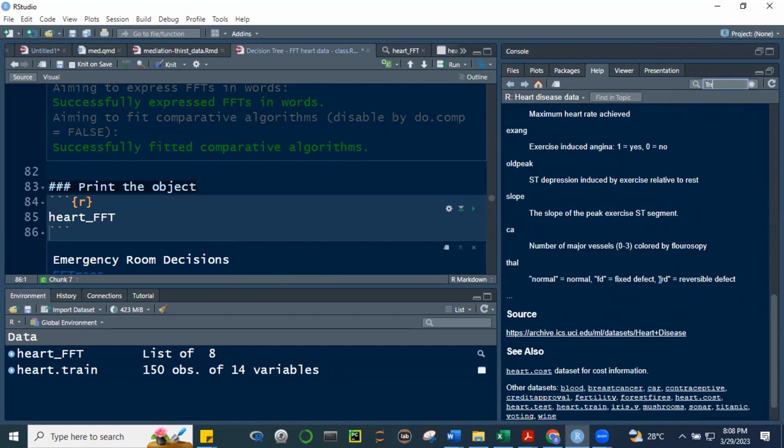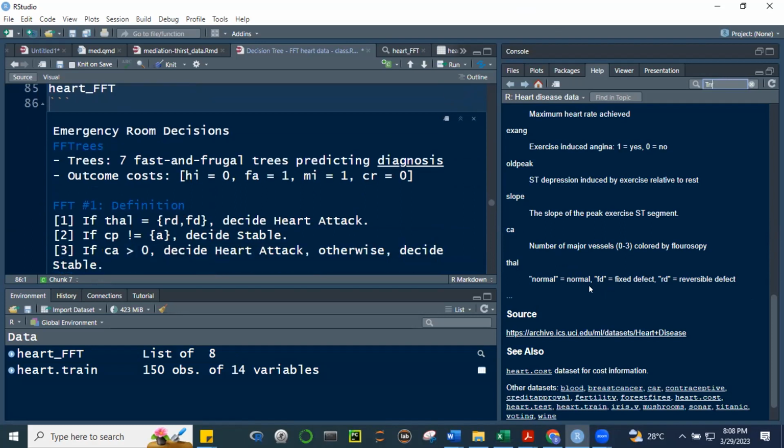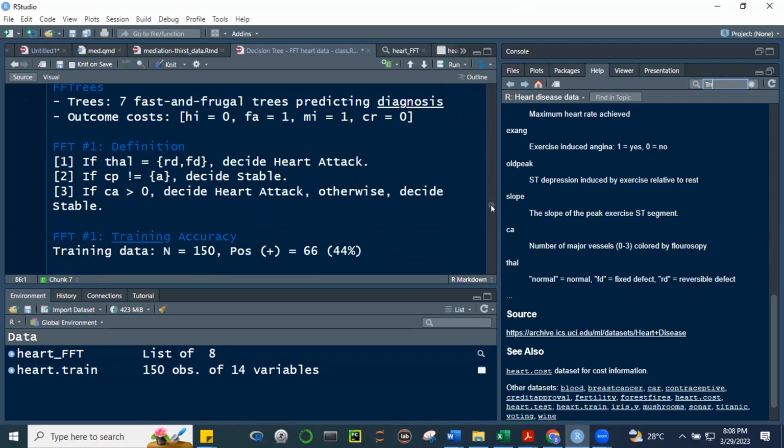Normal, FD fixed defect. Okay, hindi na in-explain, no? Kung ano yung thal na yan. So anyway, let's just take it as it is, na normal siya, fixed defect, or reversible defect. Okay, so pag thal daw is equal to RD, reversible defect, and fixed defect, heart disease kagad yan, heart attack kagad yan.